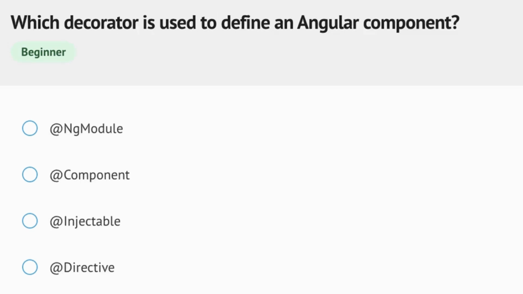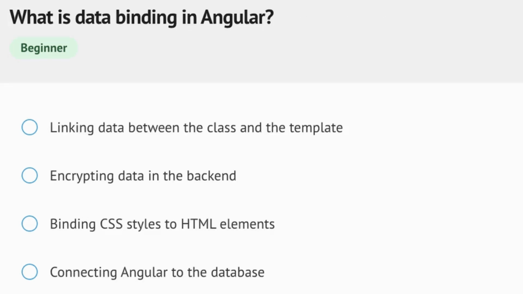Which decorator is used to define an Angular component? The @Component decorator is used to define an Angular component. It allows you to specify various properties like the component's selector, template, and styles. This decorator helps Angular to know that the class is a component and where it should be used within the application.